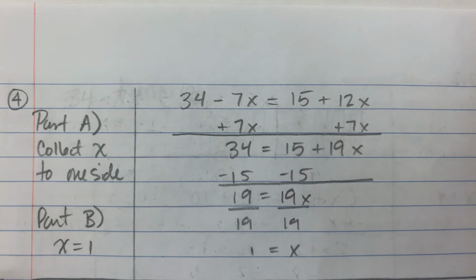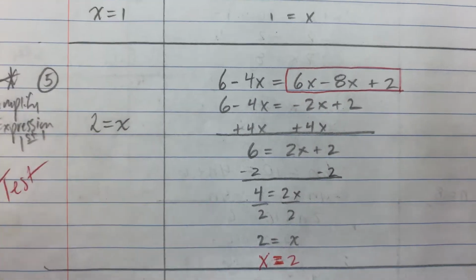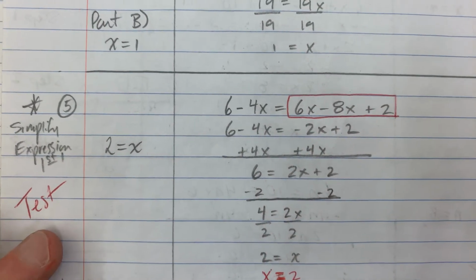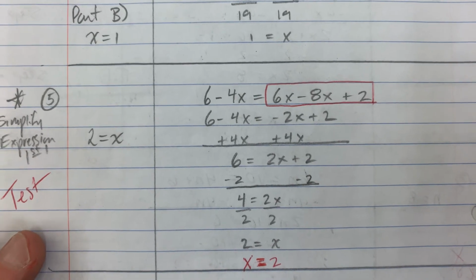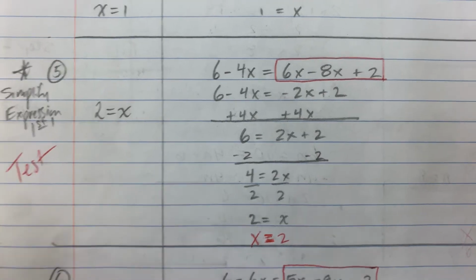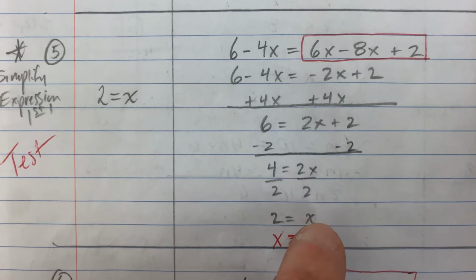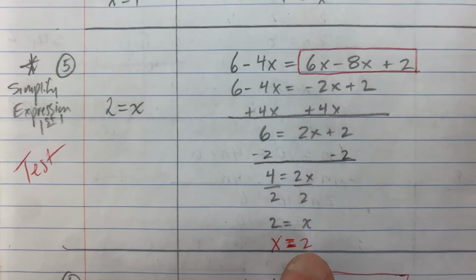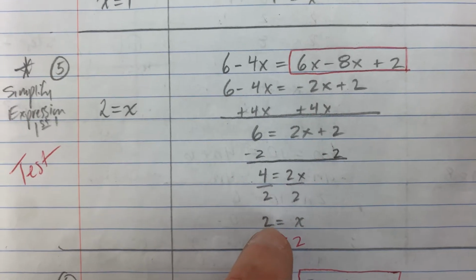Number 4. Number 5 says test question. Look what's in that red box. You've got to simplify that expression first before you start collecting variables to one side or the other. A lot of students do not like to write number equals x. And they do this like they think they have to write x equals 2. Keep this the way that it is.